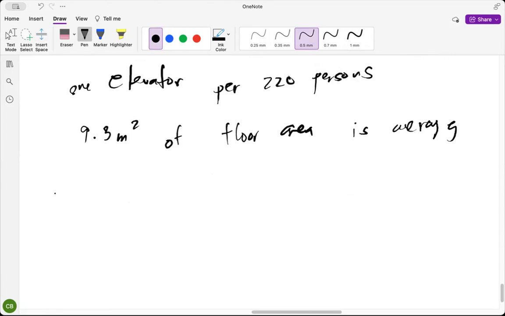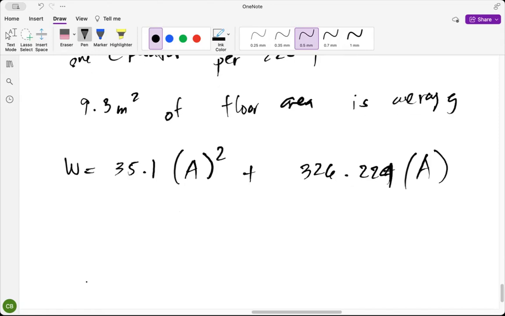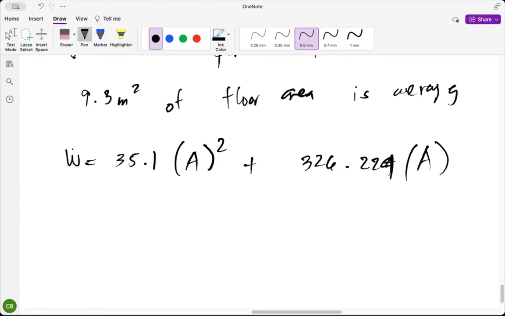Okay. Also, I think if I'm not wrong, I also gave you that formula. If I'll just give you the formula for an elevator with an inside platform area of not more than 4.65 square meters, you can have W equals 35.1 A squared plus 326.224 A, where W is the maximum rated load, and A is the area.